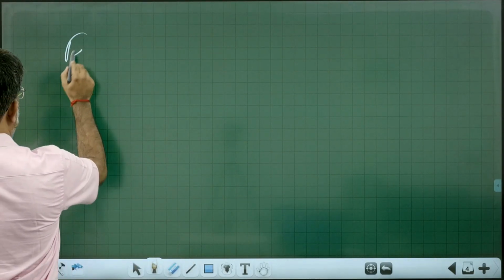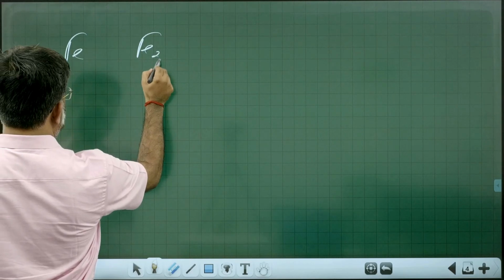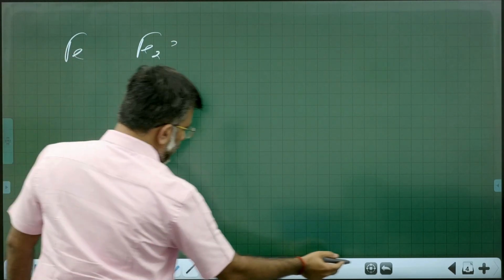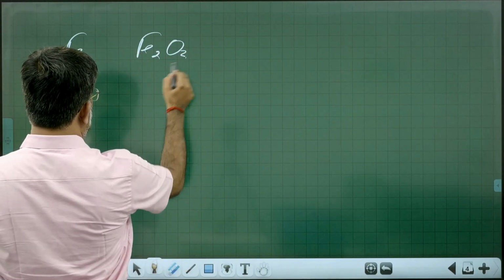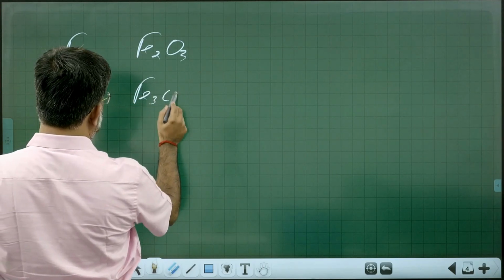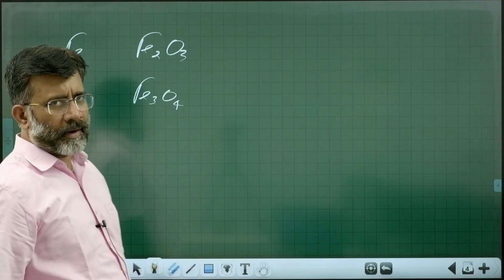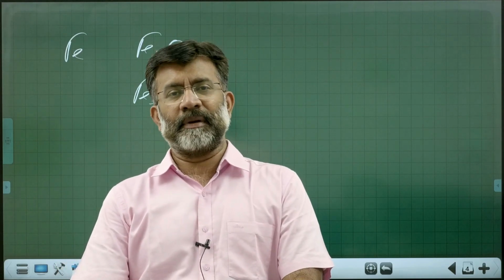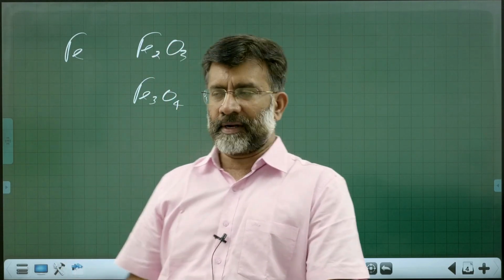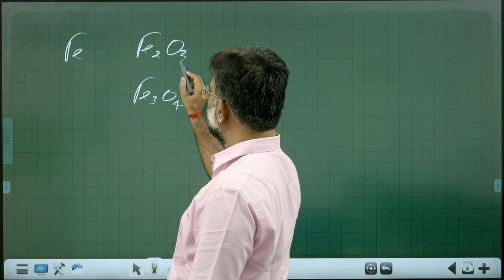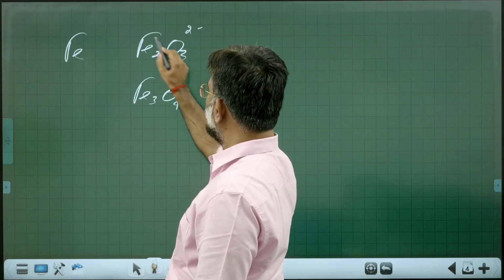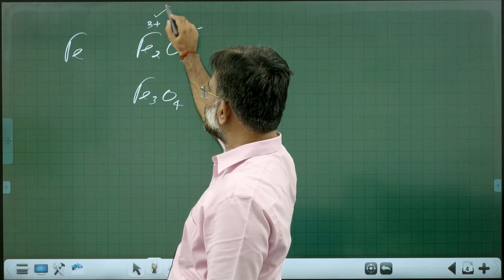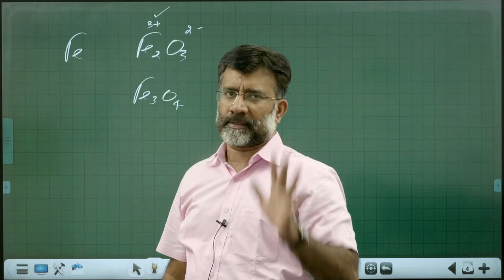Oxidation state of iron in hematite Fe2O3 and magnetite Fe3O4. That's an old IIT question. What is the oxidation state of iron in hematite and magnetite? What is it in hematite? All of you know. It is 2 minus here and 3 plus here. It is ferric, Fe3 plus.